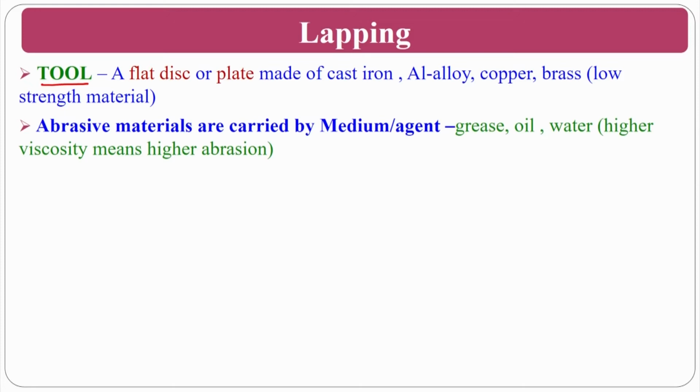The abrasives are carried by a medium. Basically the medium is nothing but an agent which carries the abrasive particles, like grease, oil, water. High viscosity means high abrasion. Normally if you are going for grease, the viscosity will be very high. If the viscosity is very high, the material removal will be very high. That is the meaning of the sentence.